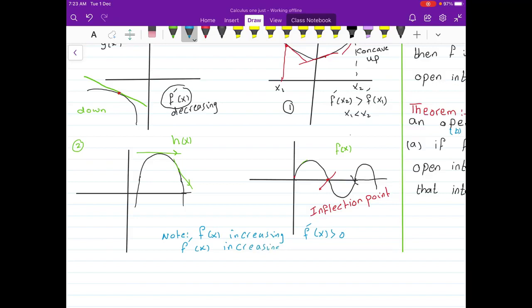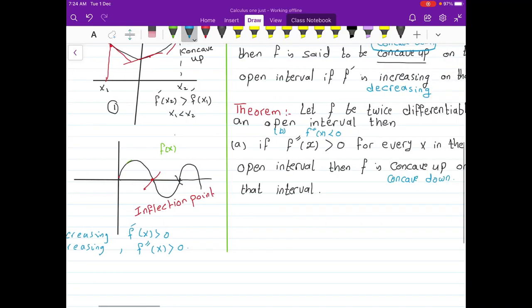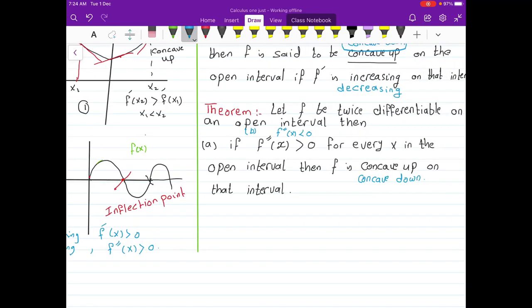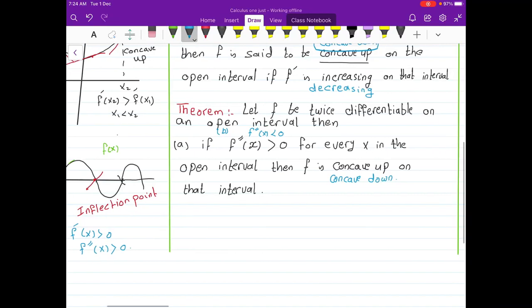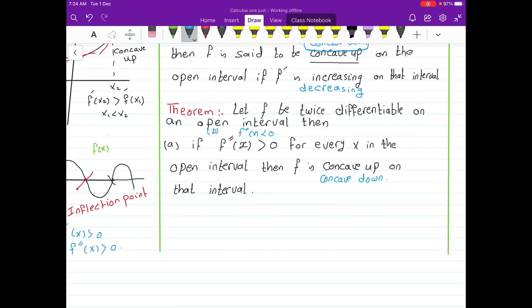If f prime is increasing, that means the function is concave up. Since f prime is increasing, that means its derivative is positive, f double prime of x is positive. So to find the intervals of concavity, we must find f double prime of x and study the sign of f double prime of x. You find f double prime of x and study the sign.